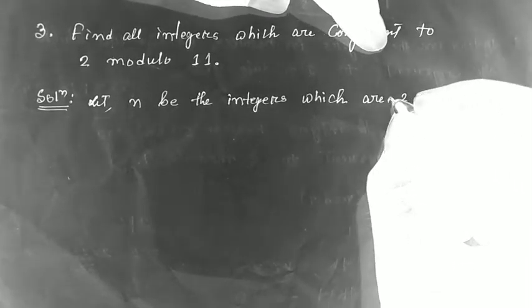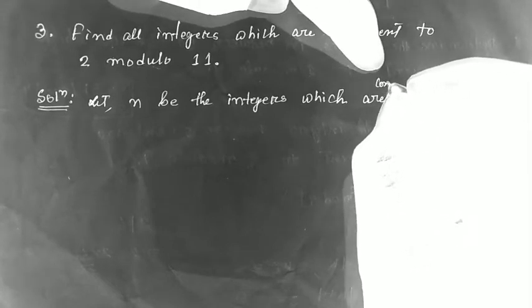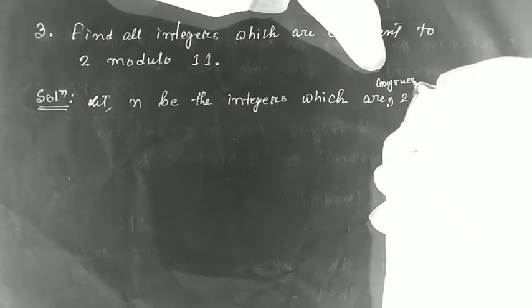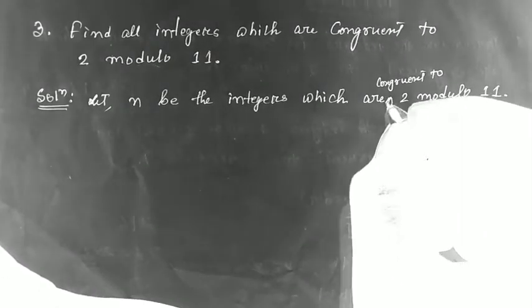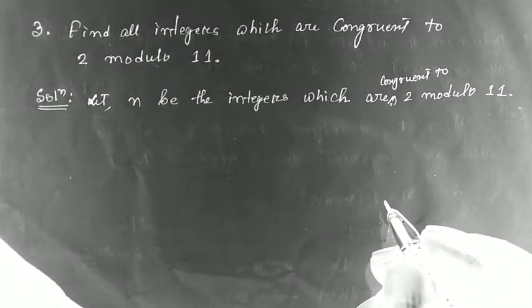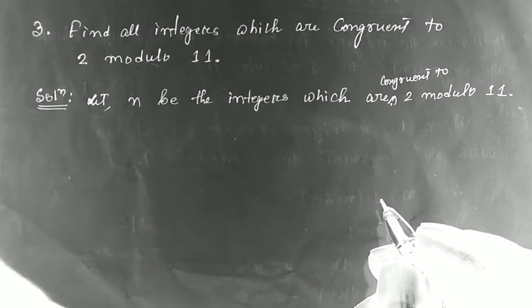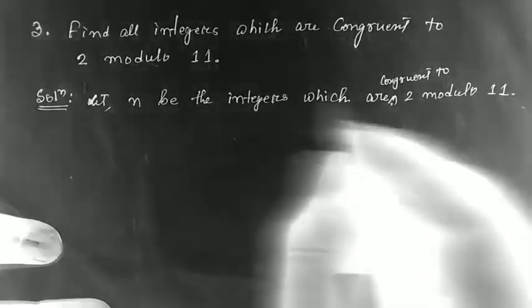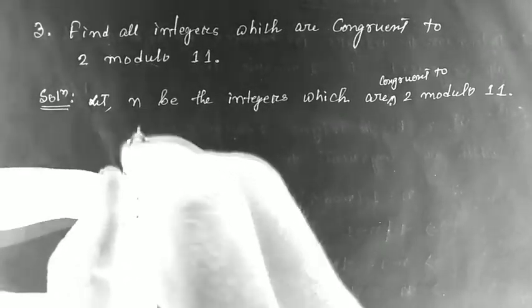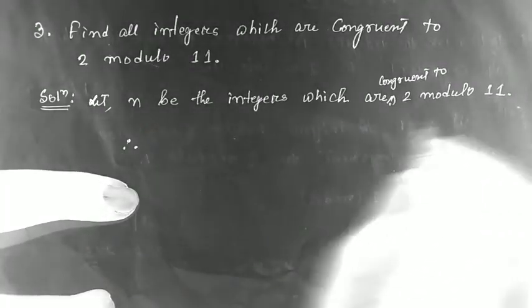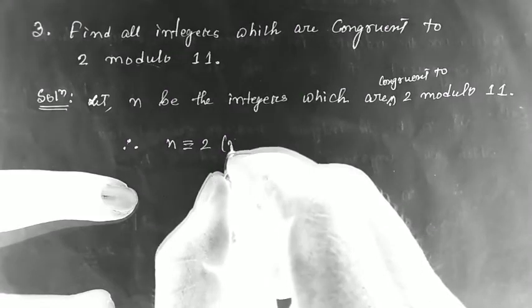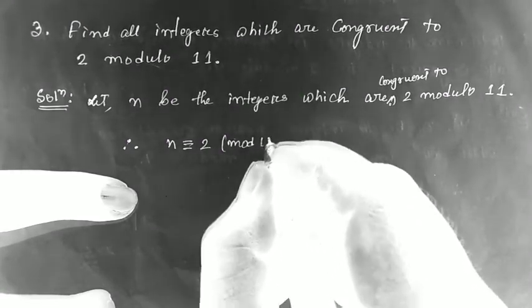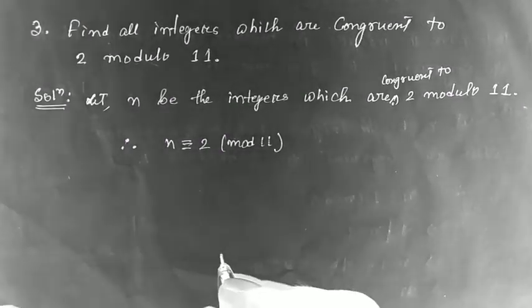So you have to write which are congruent to 2 modulo 11. Here before 2 you have to write these things, no? So from this sentence what can you write? Therefore n is congruent to 2 modulo 11.